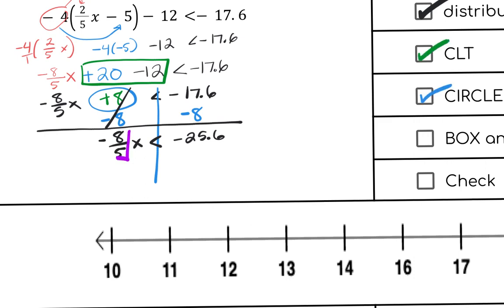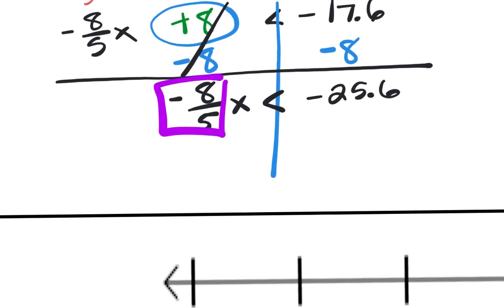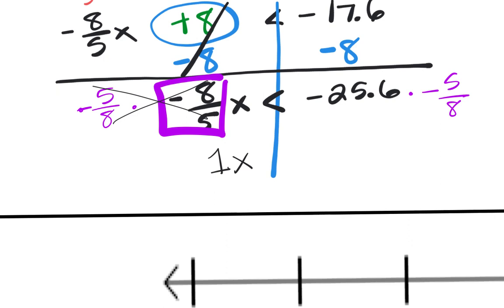My coefficient is negative 8/5 x. To undo a fraction, I multiply by the reciprocal. So times negative 5/8. So those two cancel each other out. I still have a 1x. And then 25.6 times negative 5/8 is 16. I just used my calculator.